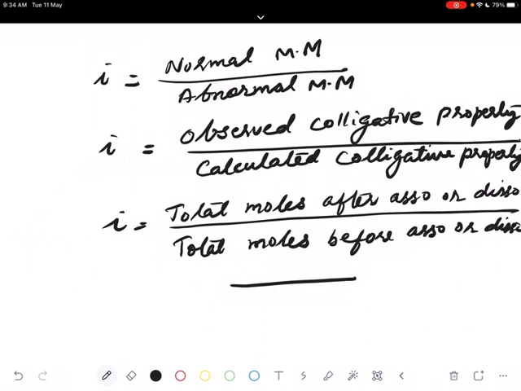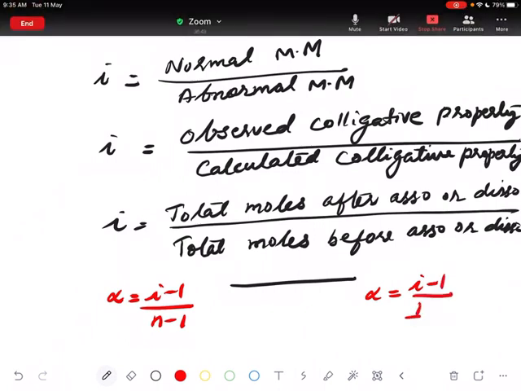Or if it is for alpha, this is for I. If you want to write for alpha, that is I minus 1 divided by n minus 1 for dissociation. For association, alpha is equal to I minus 1 divided by 1 by n minus 1.